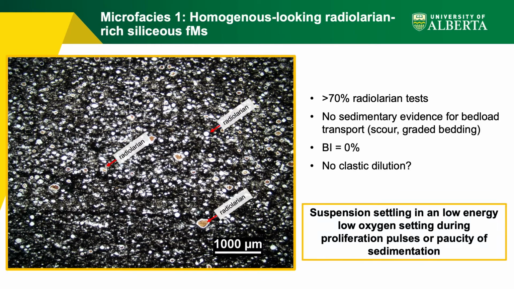Overall, the general uncompacted character of the radiolarians indicates that sediment infilling and recrystallization of the test to chert or calcite occurred prior to compaction, which is consistent with formation during early diagenesis. And the absence of significant bioturbation and this inferred early diagenetic cementation of the radiolarian tests indicates that the microfacies formed in still bottom waters with relatively low dissolved oxygen concentrations, likely from suspension settling of proliferation pulses of these radiolarians.